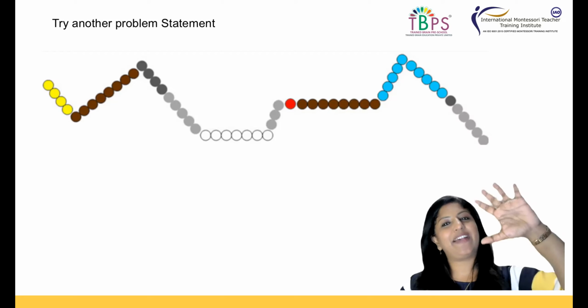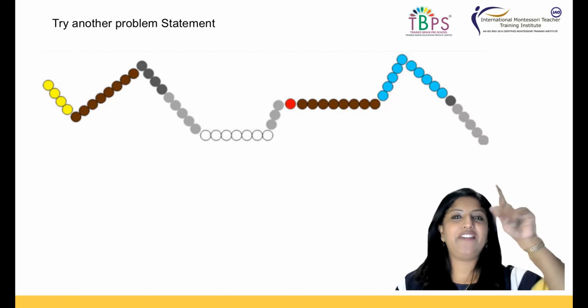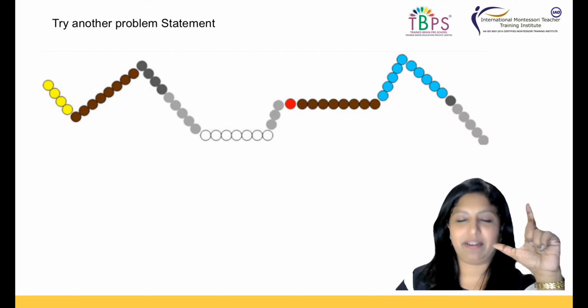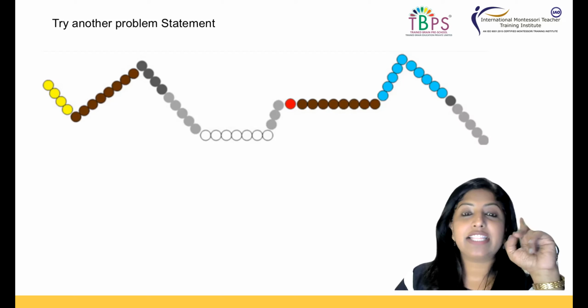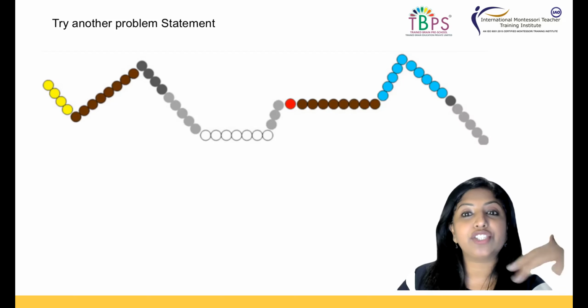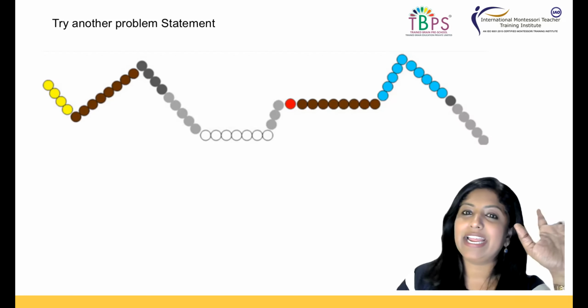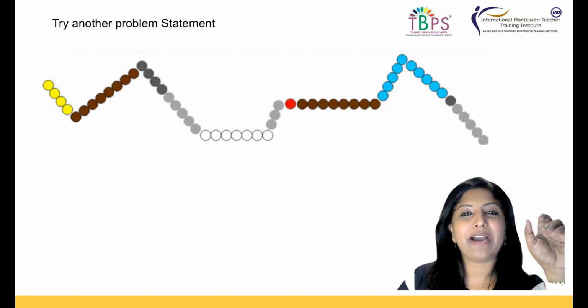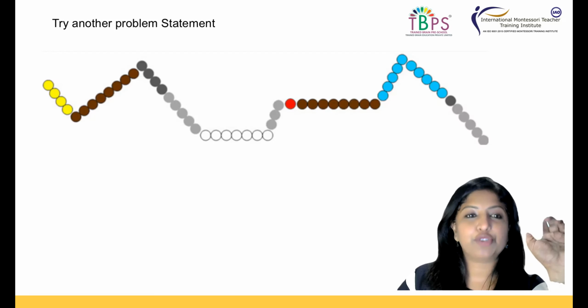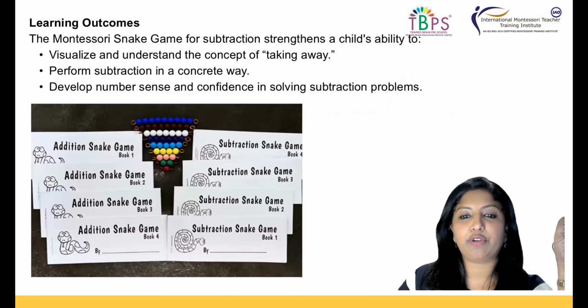See, blue is minus always 5. It can't become 10. If it has to be 10, it should be a golden bead bar. So you can't have a 2-digit. This is what we did. We can't have a 2-digit number in your addition snake and subtraction snake while you're constructing. It has to be 1 to 9 only. So this is another problem statement that you're going to be doing.